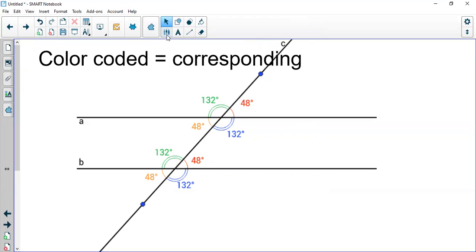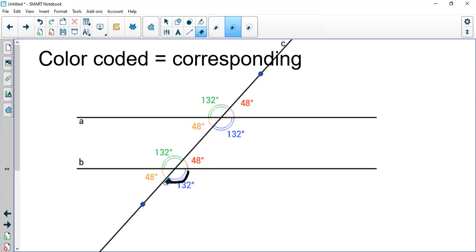Then we also have other angle relationships I'll mark off here for you. We have alternate interior angles, these two. They're on different sides of the transversal, but on the inside of the parallel lines. So those are AIA, alternate interior angles. We also have alternate exterior angles, this 132 and this 132. They're on opposite sides of the transversal and they're on the outside of the parallel lines. So those are alternate exterior angles. Notice those are the same measure.